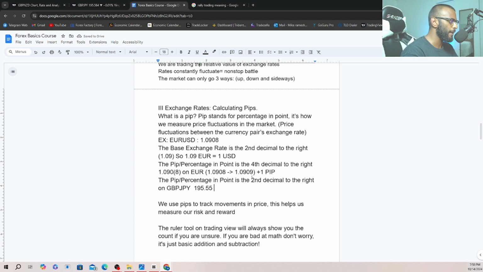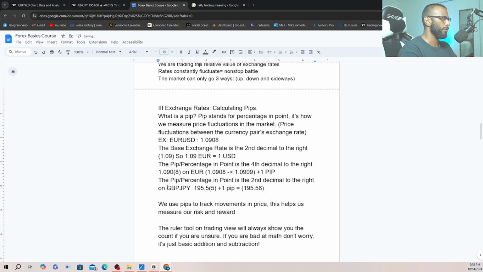Now, the pip in this case is going to be the second decimal to the right. The 5 right here is the pip. Okay, so pretty straightforward. Now, if price goes up 1 pip, you guessed it, it's going to be 195.56. That would equal plus 1 pip, okay?